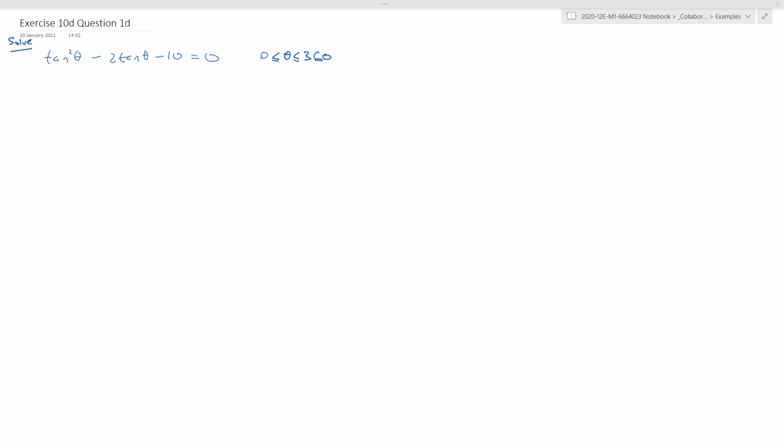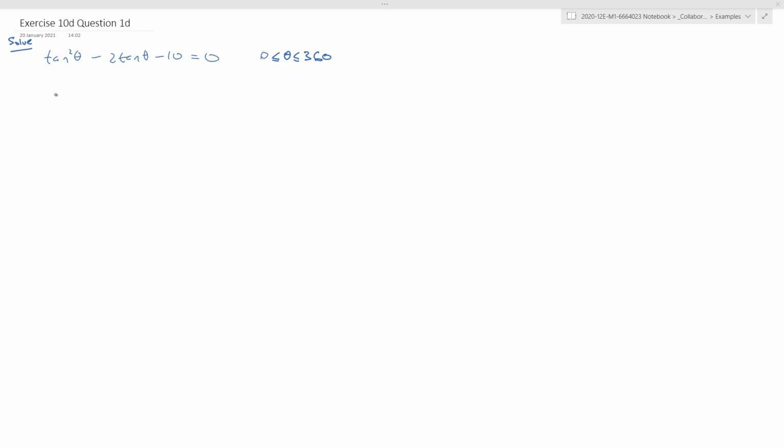Okay, so this is our problem. Solve tan squared theta minus 2 tan theta minus 10 equals 0. Looking at that, I can see the factors of minus 10 that get me close to 2 don't work. So 2 and 5 will give me 3. So I need to use the formula.